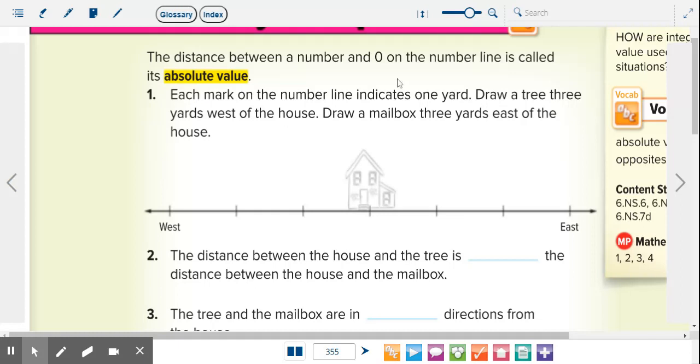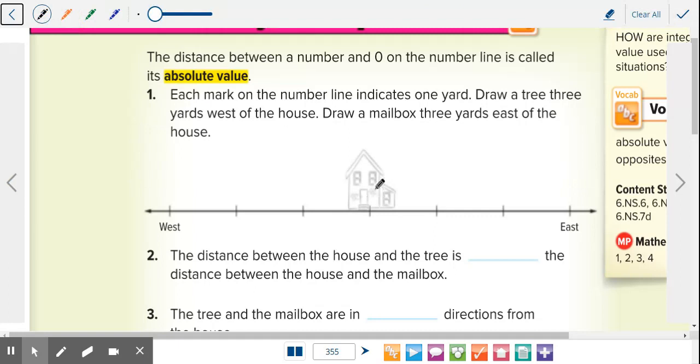That's how this works. Number 1 here says each mark on the number line indicates 1 yard. Draw a tree 3 yards west of the house. So let's draw a tree real quick. We start at the house. We go 1, 2, 3. This is going to be one ugly tree, let me tell you. Good enough. Looks kind of like a hand. Then they want you to draw a mailbox 3 yards east of the house. So 1, 2, 3. Good enough.